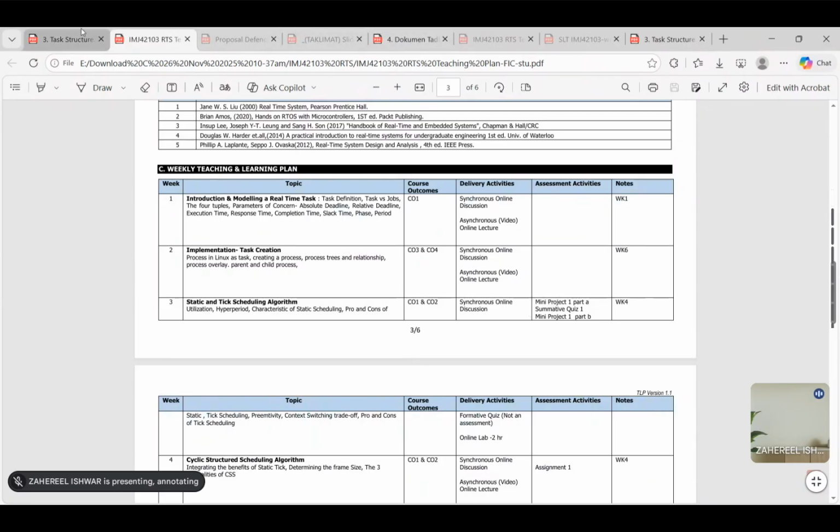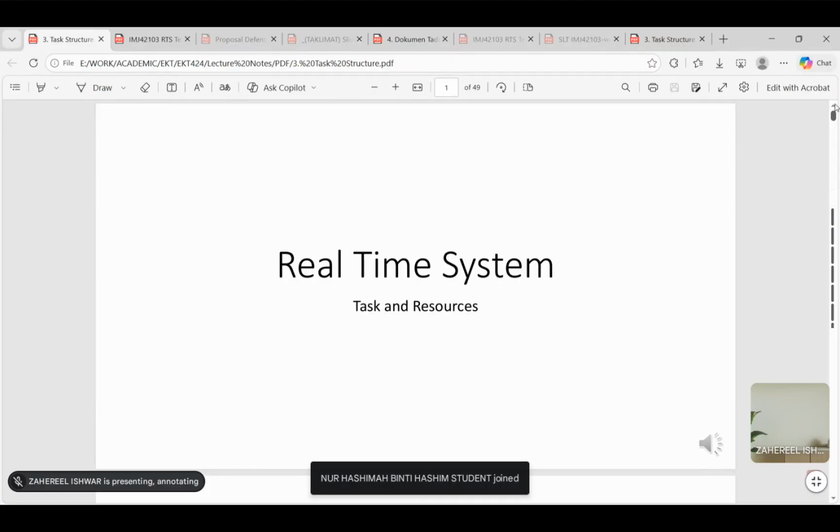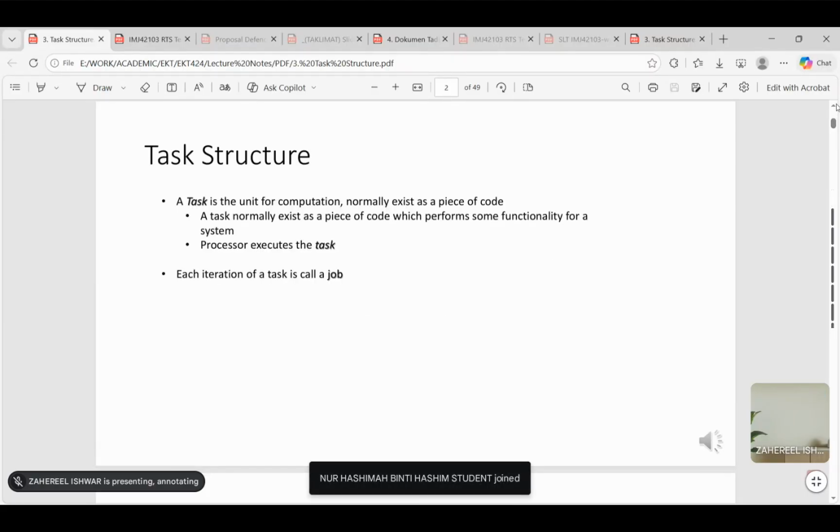All right. Having said that, now this is what we call the task structure, basically to present our model, to model our system. There are some terminologies that you need to understand.